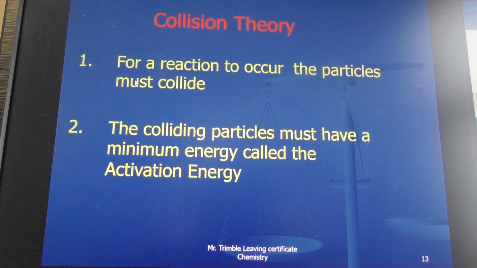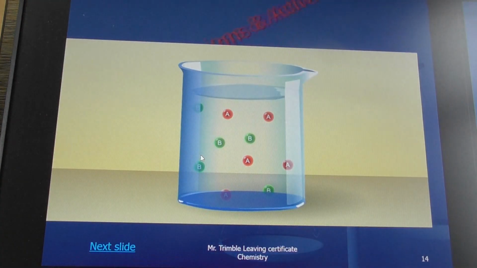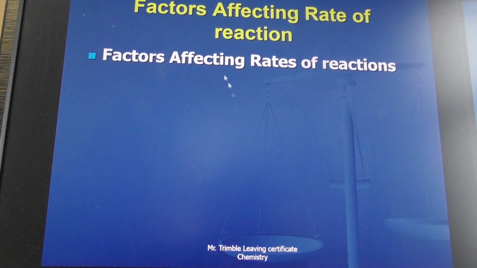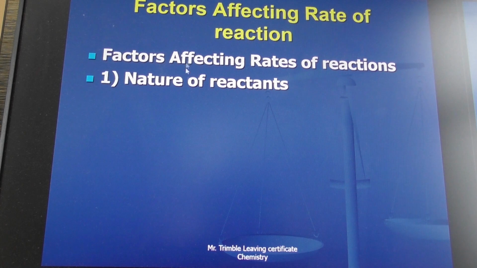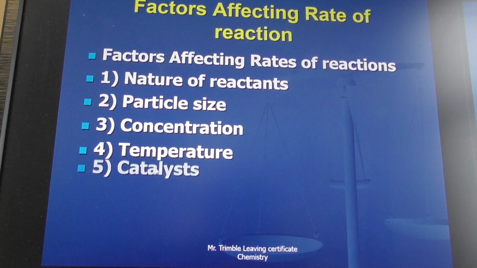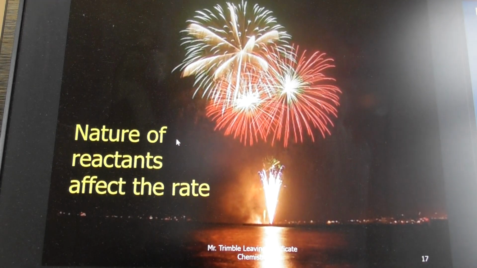And in terms of chemicals, what you need is sufficient energy for bonds to be broken in the reactants, so that the rearrangement of particles, or the rearrangement of atoms or polyatomic ions, will result in a new product being formed, a new arrangement of atoms, if you like. We look at the collision theory and the activation energy in more detail at the end of the topic. Really in this part of the video what I want to look at is factors affecting the rate of reactions: the nature of reactants, particle size, concentration, temperature, and catalysts, and then we look at catalysts in a separate one.